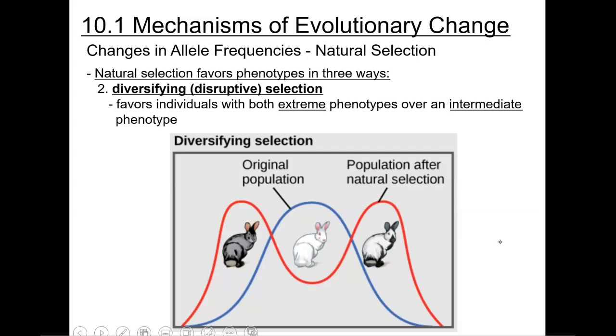Diversity or disruptive selection favors individuals with both extreme phenotypes over an intermediate phenotype. So in this one, we have the dark, we have the light, and we have a mix between the dark and the light. Here, your original population was the light one. And so you're going to see either extreme, and you're not going to go with the intermediate phenotype.